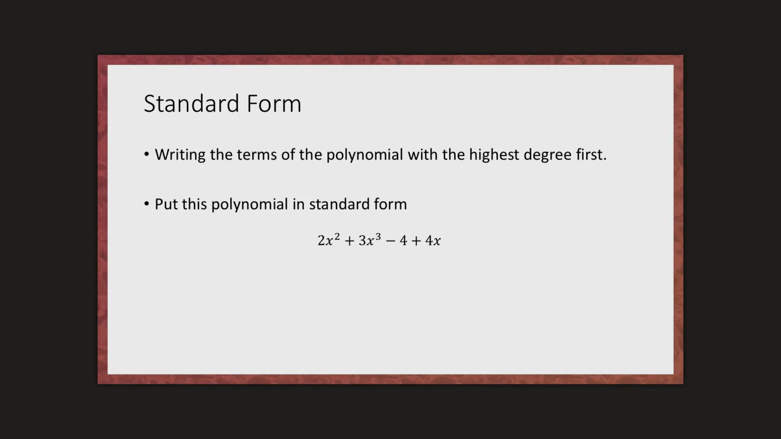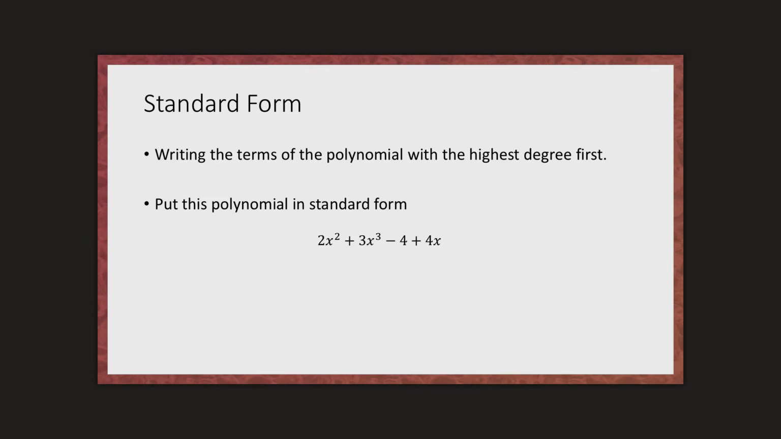The final thing we're going to look at before we start adding, subtracting, and multiplying polynomials is the concept of standard form. Standard form means writing the terms of the polynomial with the highest degree first, and then continuing down until you get to any constant term last. So we are going to put this polynomial into standard form.